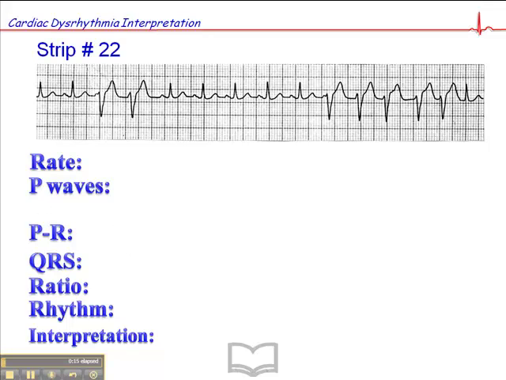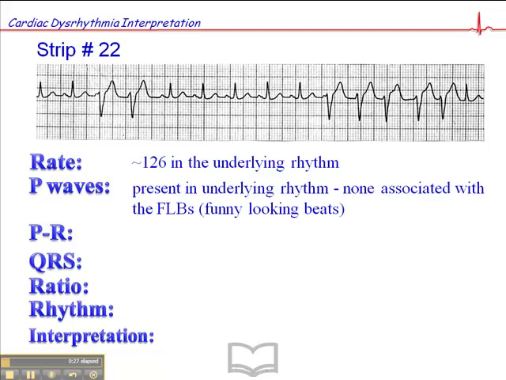First, again, we want to interpret the underlying rhythm and then describe the FLBs, and these being the FLBs along here. So let's start with the underlying rhythm, which is approximately 126. So the patient's on the tachycardic phase. In the underlying rhythm, the P waves are present, but there are no P waves associated with the funny-looking beats. And the PR interval is 0.16 second, which is normal for the underlying rhythm.